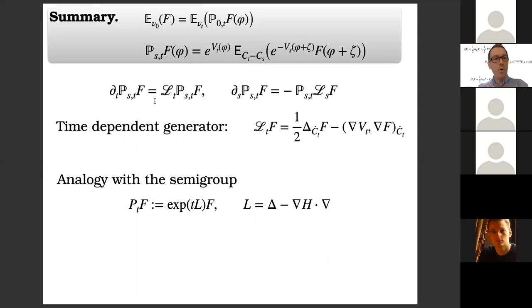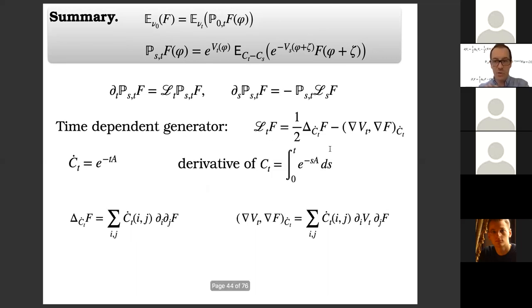Of course, it's a bit more complicated, it's time dependent, so when you take the time derivative, you have to be a bit careful, but still the generator looks very nice. And we're going to use this analogy strongly. So let me tell you what this Laplacian is, not quite the standard Laplacian. It's a Laplacian modulated by something like the covariance, actually the derivative of the covariance. So it's exponential minus Ta. And the gradient Vt grad f is also modulated by this C dot Ct.